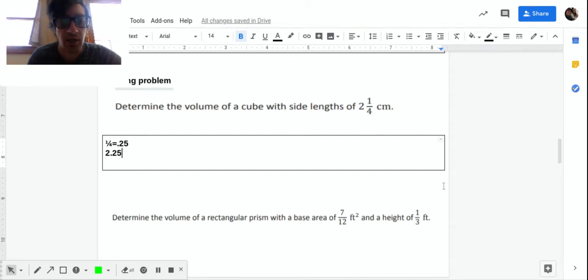That way you can now multiply it and go ahead and go times 2.25 because the length, the width, and the height are all the same. And we learned in Monday 3 that in order to find volume, you need to multiply the length, the width, and the height to get the volume of a rectangular prism. Cubes are rectangular prisms. So whatever that equals is the answer.